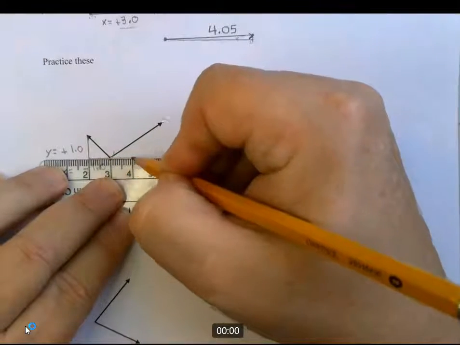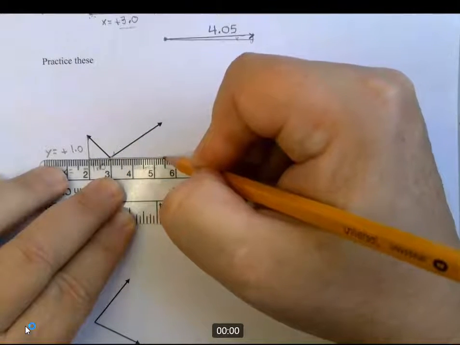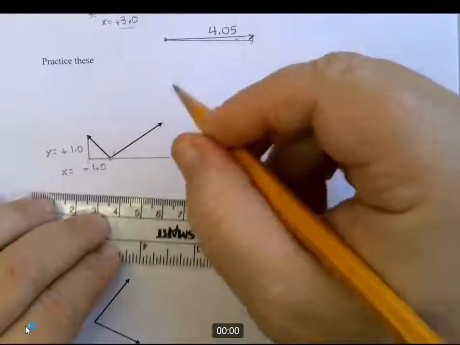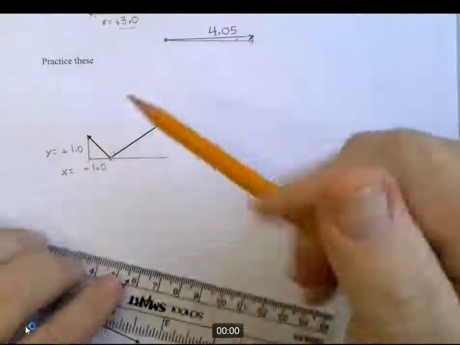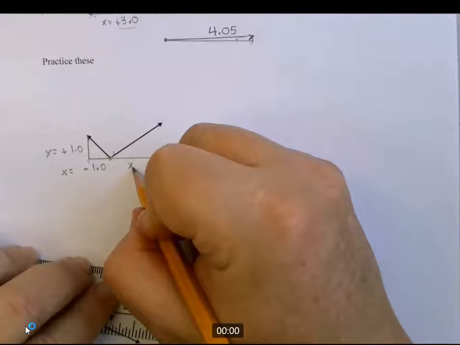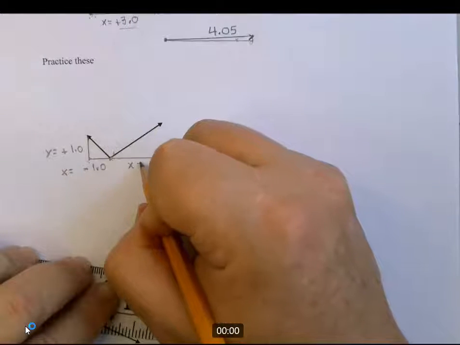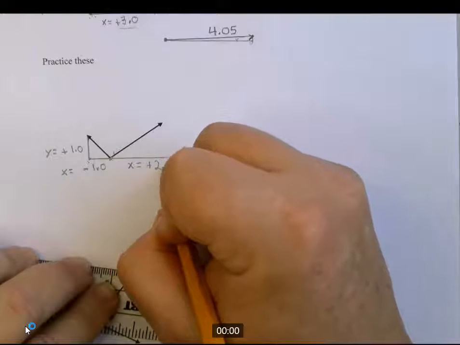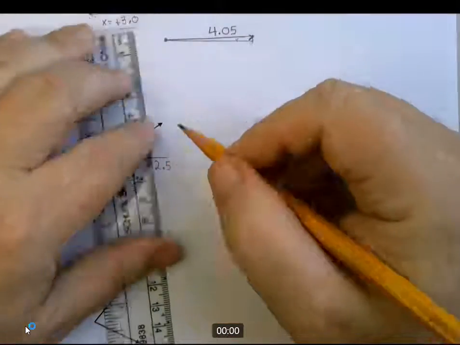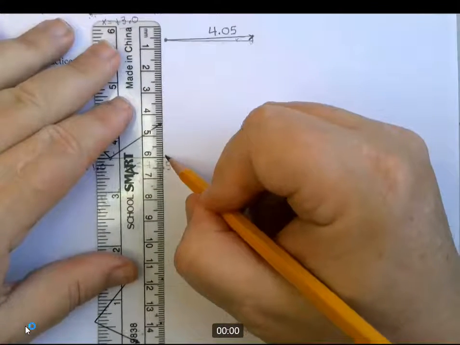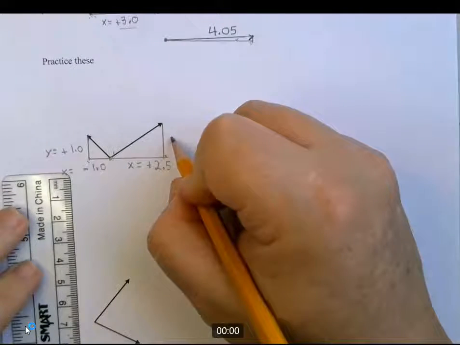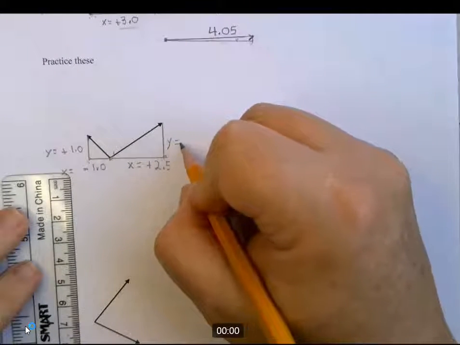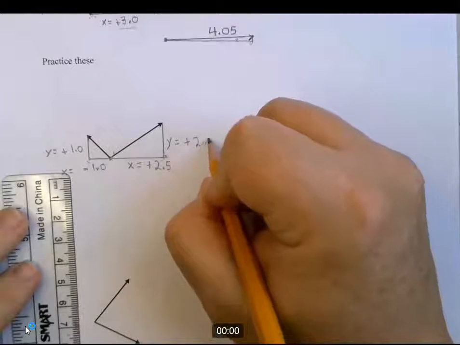Okay, so I'm going to come over here, and it looks like I covered about 2.5 centimeters. A little bit farther. So this is 2.5. So this is the x for this vector, and that's positive 2.5 because I went to the right. And then I'm going to go up. So it really should be there, and that goes up 2.0. So the y component is positive 2.0.